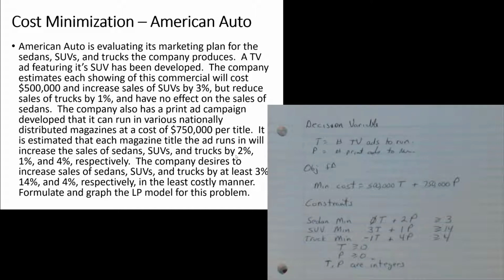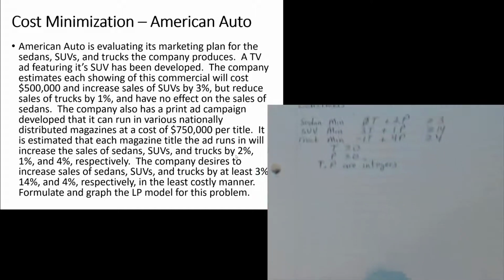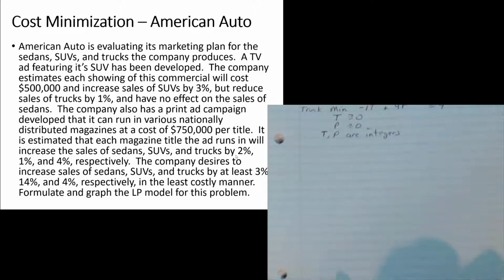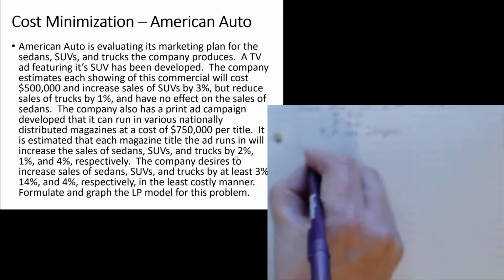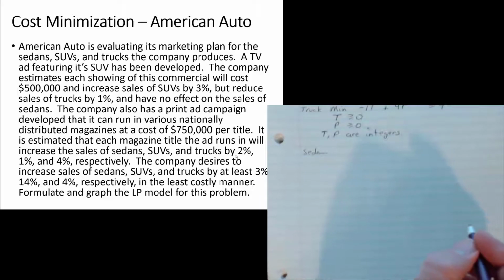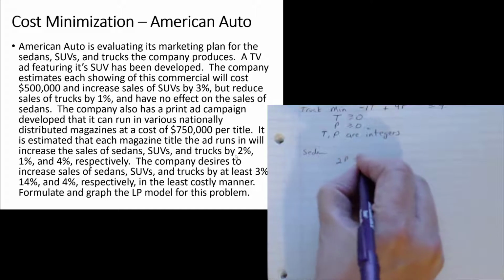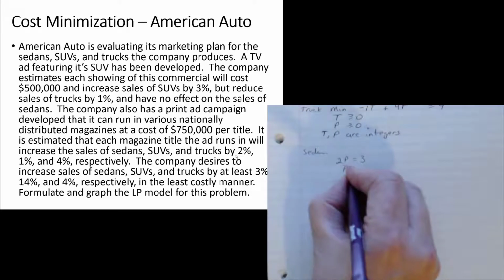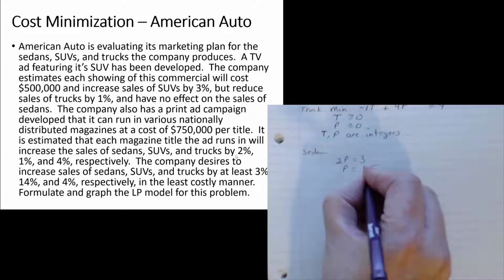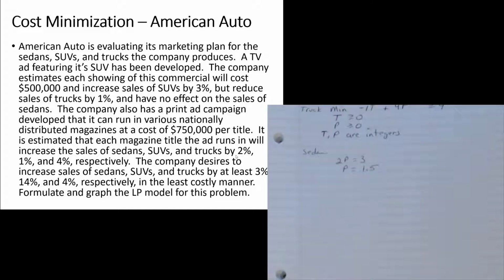Now I can move on to the next stage, and the next stage is graphing this thing. So just like we did with the profit maximization problem, and just like we did in Unit 6, I start off graphing each one of the constraints. So I have sedan, and sedan is essentially 2P equals 3. That's the line. P equals 1.5, and there is no T involved in this particular issue. It's going to be a straight line. T can go up, T can go down, it isn't going to affect sedan sales at all.